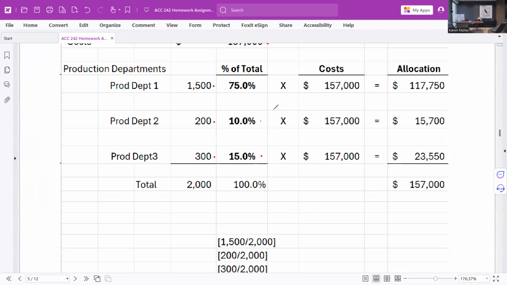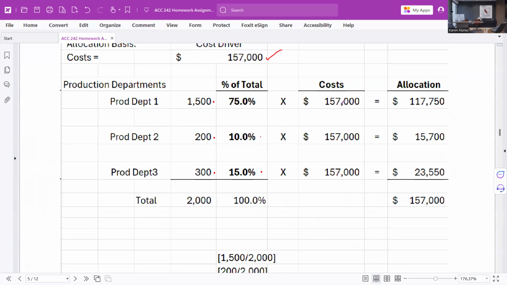We have the percentages, just multiply the percentages times the cost. So 75% times 157,000, that's the allocation to production 1. 10% times 157,000, 15,700 is the allocation to 2. 15% times 157,000, 23,550 is the allocation to 3. And that is the allocation of that total $157,000 to production department 1, 2, and 3.